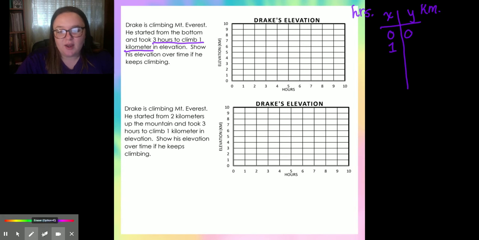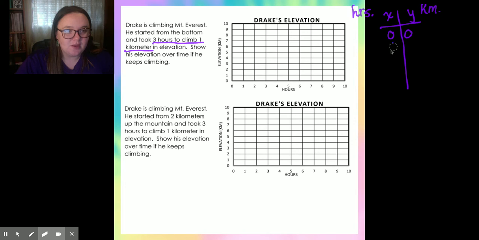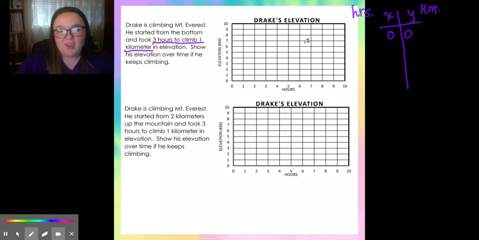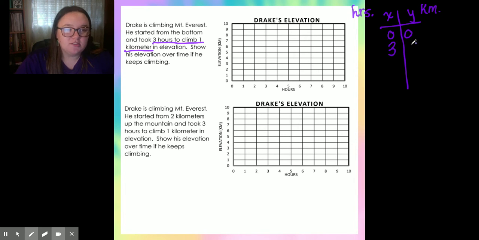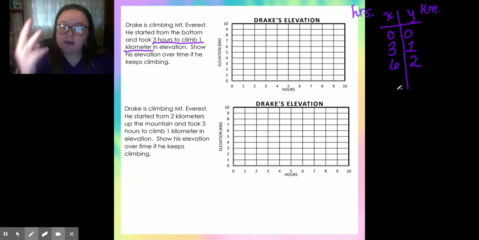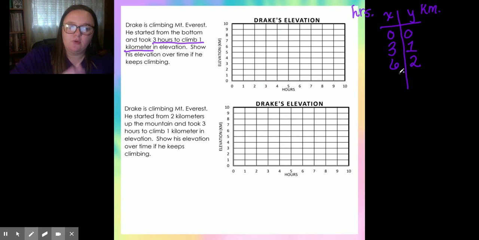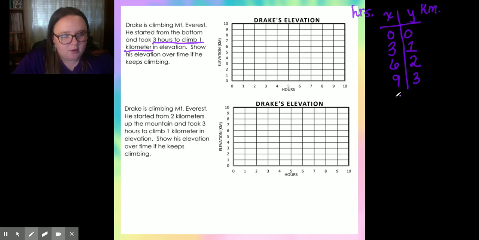I'm going to erase that one, and I'm going to actually count by a different measurement here, because now I know after 3 hours, he climbed 1 kilometer. I don't know how many climbed after 4 hours or 5 hours, but I do know after 6 hours, he must have climbed 2 kilometers, because every 3 hours, he's doing 1 more kilometer. So every 3 hours, it's 1 more. So another 3 hours passes, he climbed another kilometer. Another 3 hours passes, and he climbs 1 more kilometer. You can see that pattern start to go.